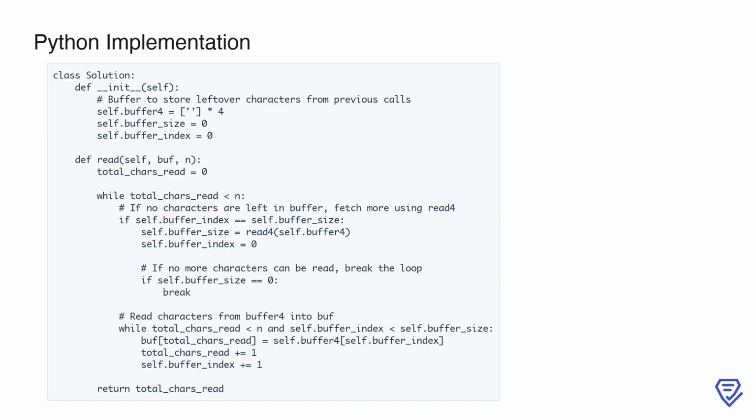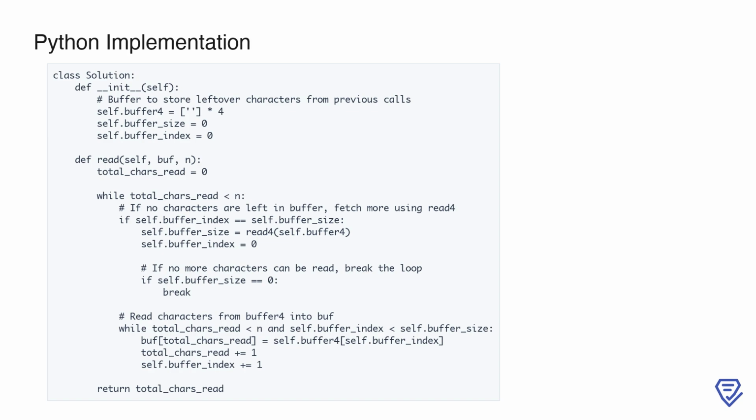This Python solution implements the read function for LeetCode problem number 158, Read N Characters Given Read4 II, call multiple times. Let's go through the implementation step by step. The class Solution is initialized with two attributes. 1. buffer4, a temporary buffer of size 4 to store characters read by the read4 function. 2. buffer_size and buffer_index, these track the number of valid characters currently in buffer4 and the index of the next character to be read, respectively.